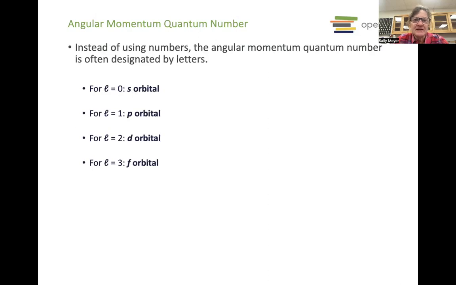Instead of using numbers, the angular momentum quantum number is often designated by letters. If we say L equals 0, we call it an S orbital. 1 is a P orbital, 2 is a D, 3 is an F. And maybe you're familiar with that from Gen Chem in high school.